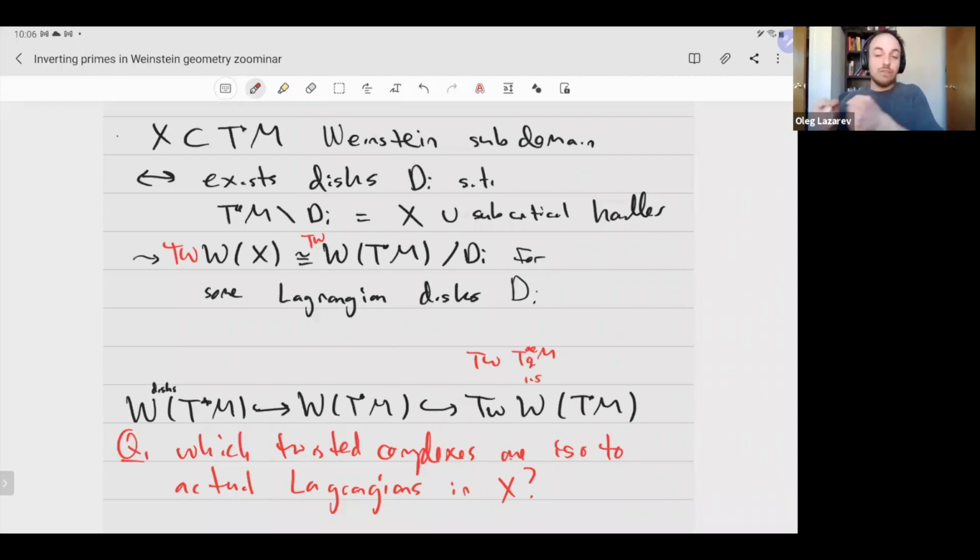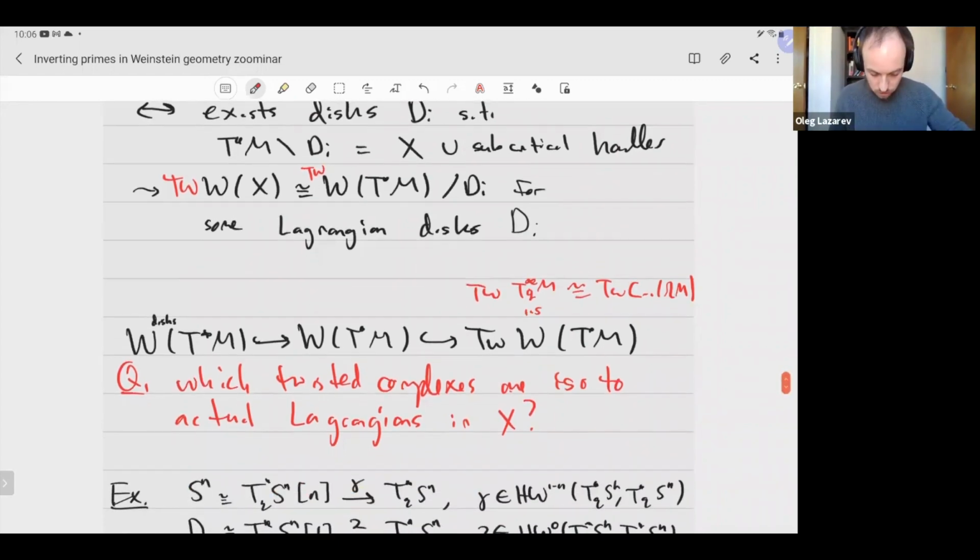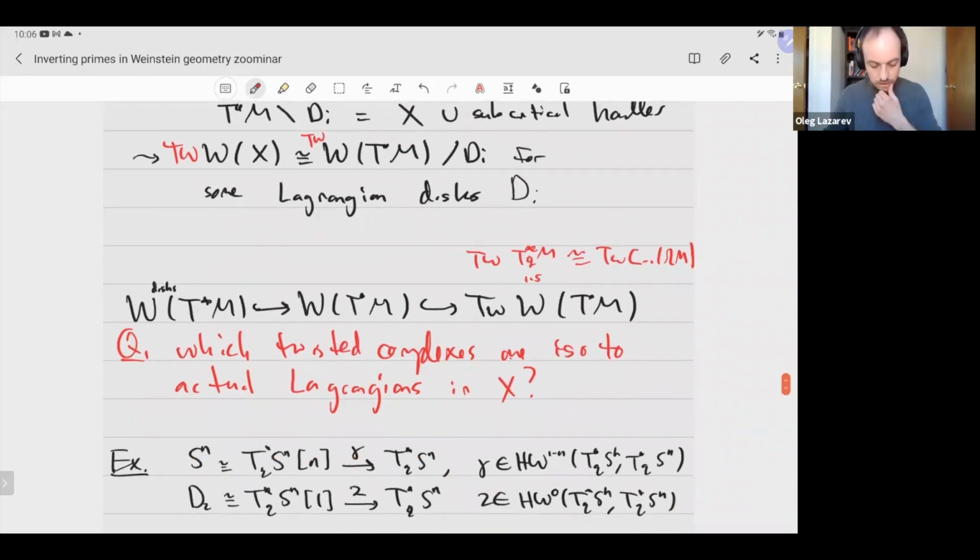Let me just say that the benefit of this algebraic enlargement is that it's computable. Twisted complexes on the Fukaya category of T star M is isomorphic to twisted complexes on the cotangent fiber, which is isomorphic to twisted complexes on chains on the based loop space of M. So the right-hand side is computable, but the cost is you've enlarged it. So let me state some twisted complexes and say what actual Lagrangians they're isomorphic to.